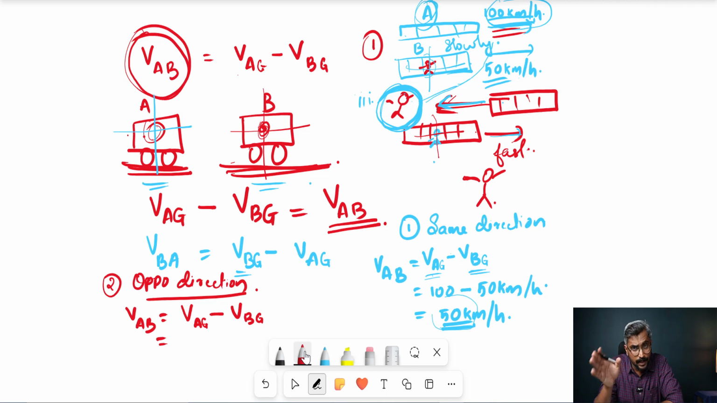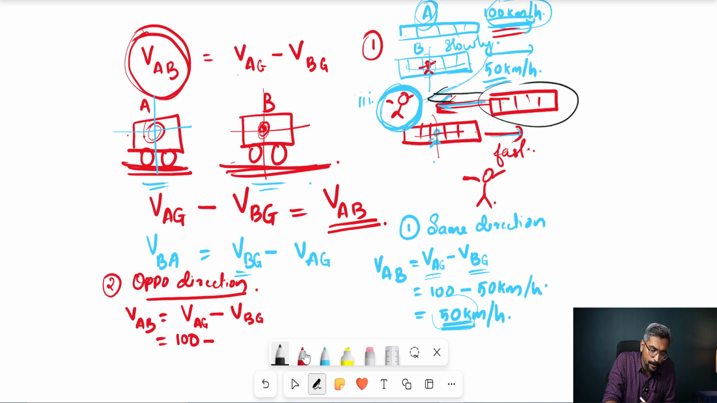The second train is 50 kilometers per hour. What happens here? Once I am observing the first train, I can say the velocity is 100 minus the velocity of the second train, which is moving. If I am taking the first train's direction as positive.